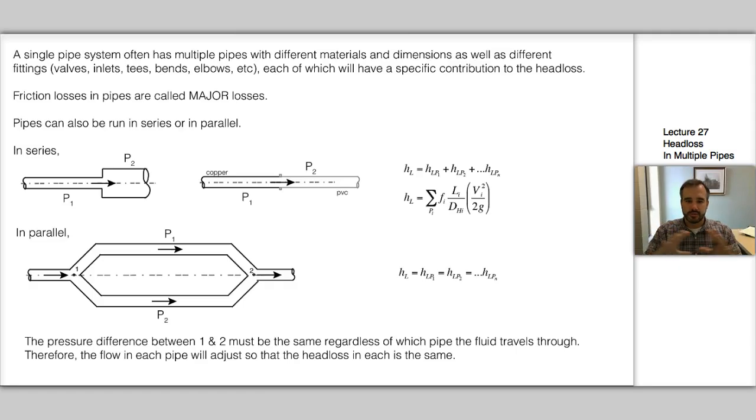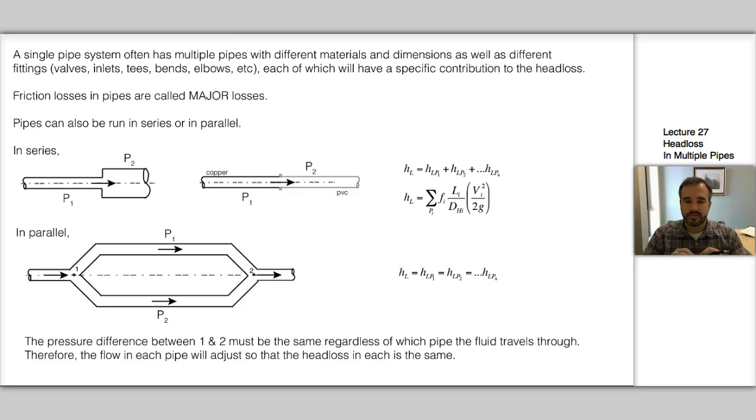So if we think about our conservation of energy equation and we get rid of all the other terms, we end up with H sub L is equal to P1 minus P2 over gamma. What that means is that if the pressure difference across those two sections of pipe must be the same, then the head loss must be the same.